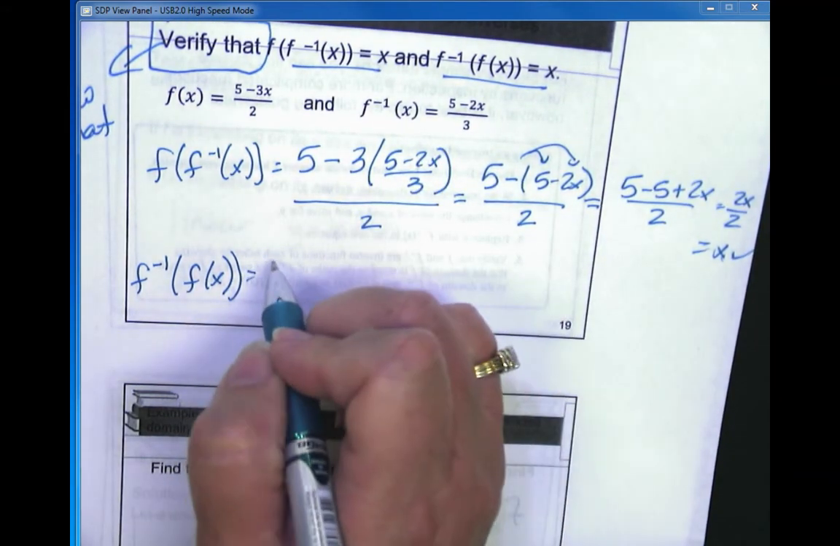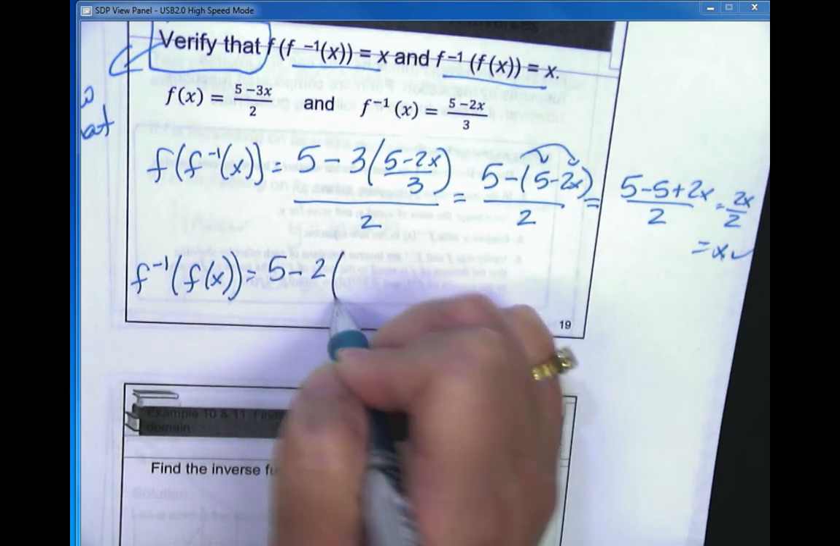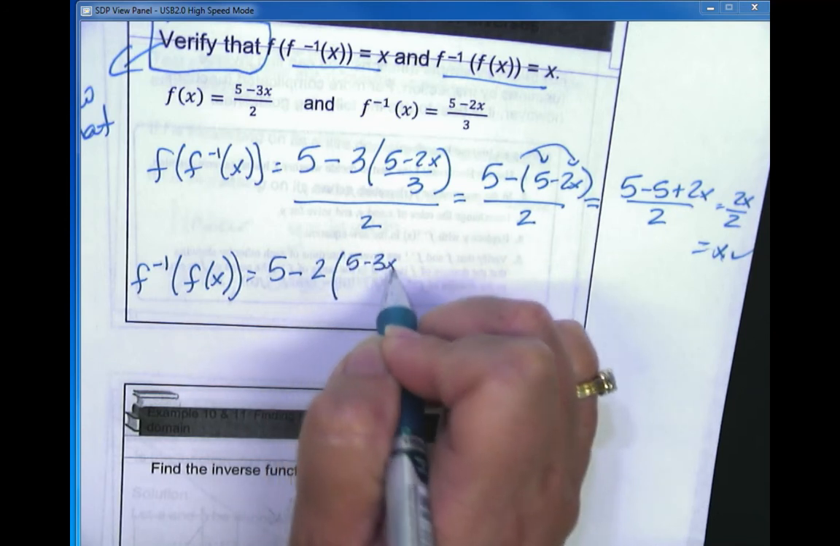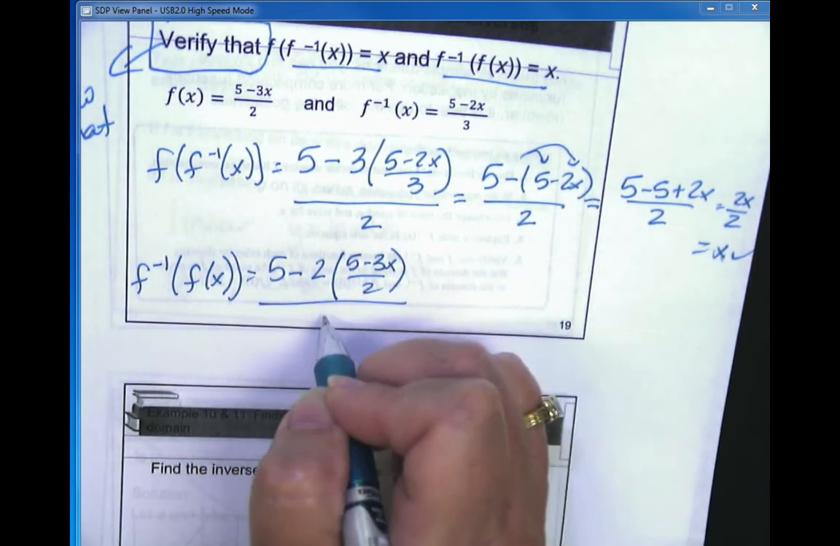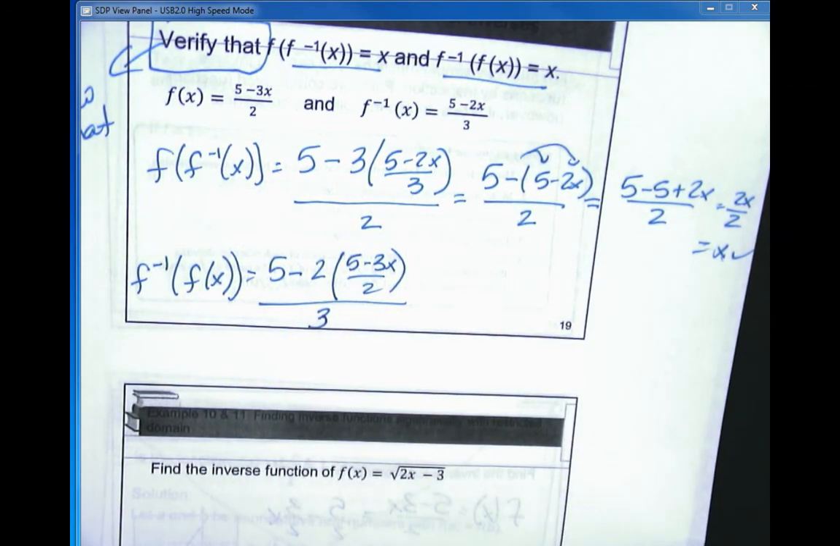We're going to get 5 minus 2. Here comes the x. So here comes the function. 5 minus 3x over 2 all over 3. Correct? So again, once you do these, the problem is you got to practice them because I can't tell you that they're all going to look like what's on the examples. So you've got to just make sure you do all kinds.